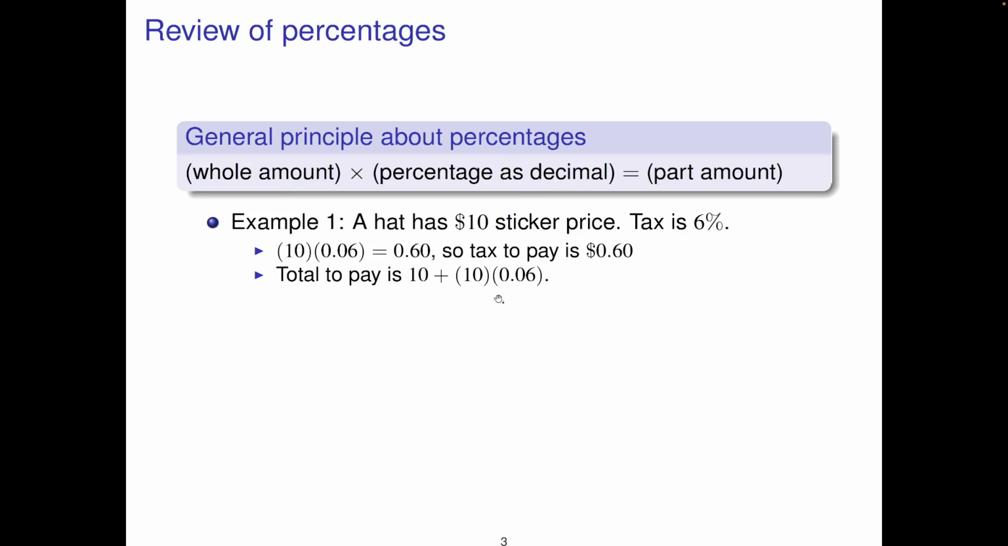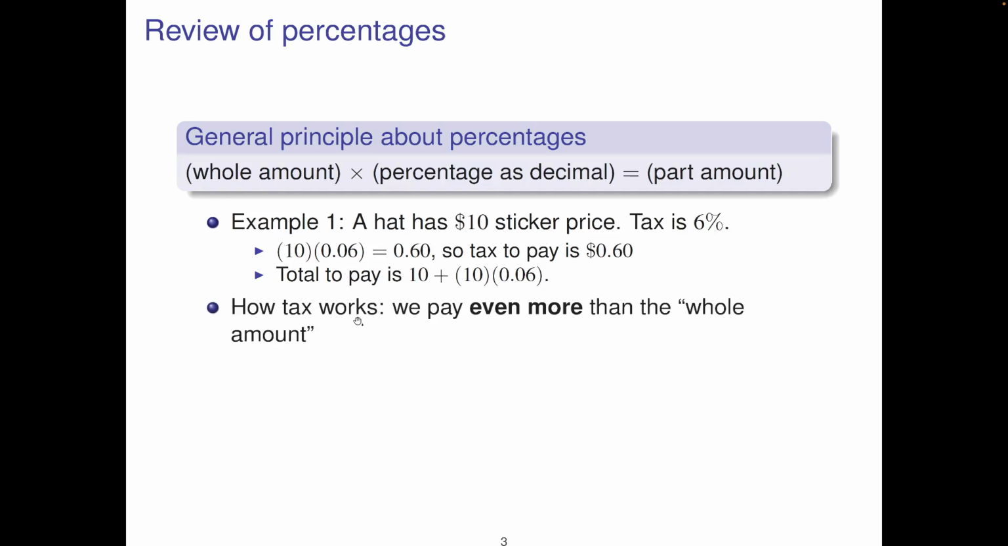It ends up being 60 cents. The total to pay is $10 plus the tax. It's a plus because we have to pay this also. And I know this sounds strange, but how tax works is we pay even more than the whole amount. So I hope the whole amount phrase is not too confusing here. You actually pay the whole amount to the store, but then you pay even more than that, right? The store gets a little extra that they have to forward on to the government.